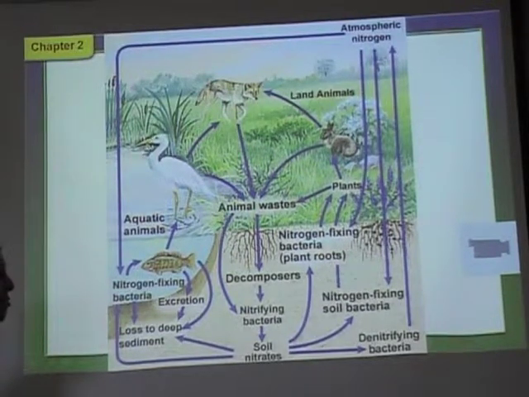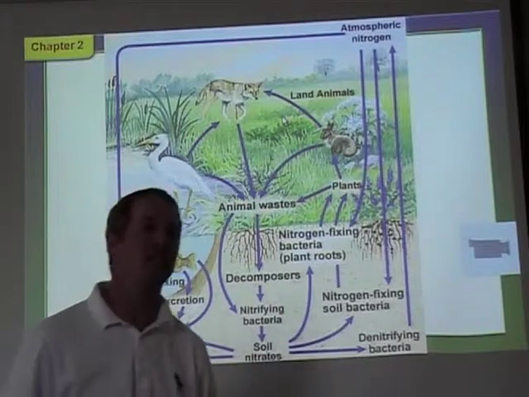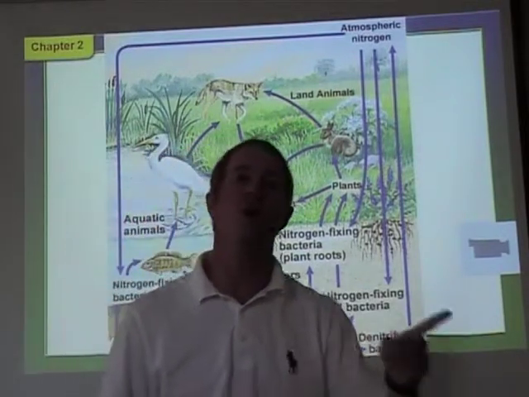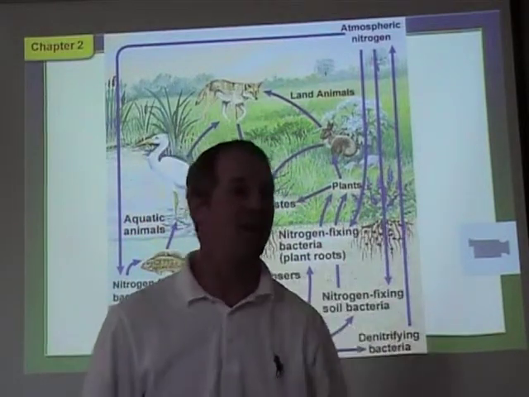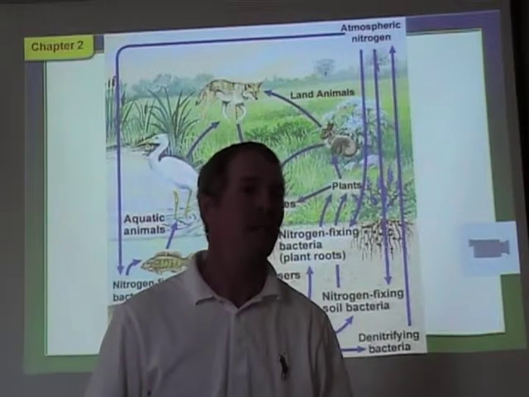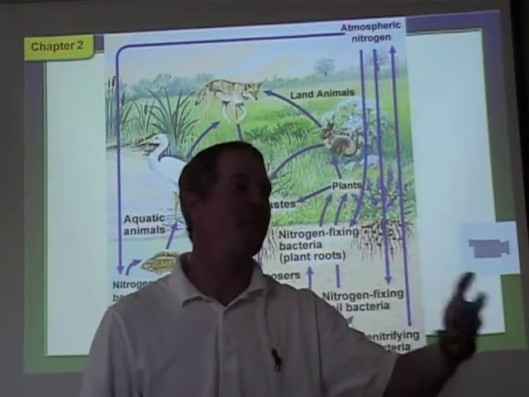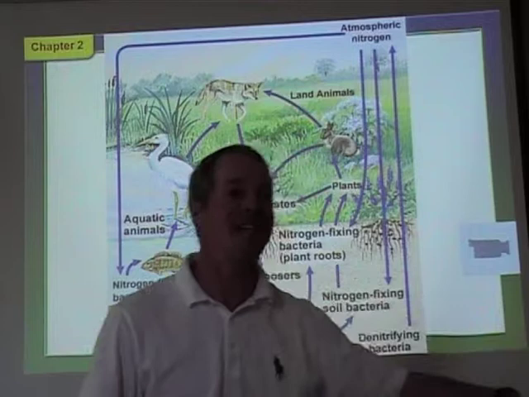And the plants are then eaten by animals. So we get it from eating plants. That's where we get our nitrogen. Or from eating animals that ate plants. So you can get nitrogen from eating cow meat, but the cow ate plants, and that's where it got it from.